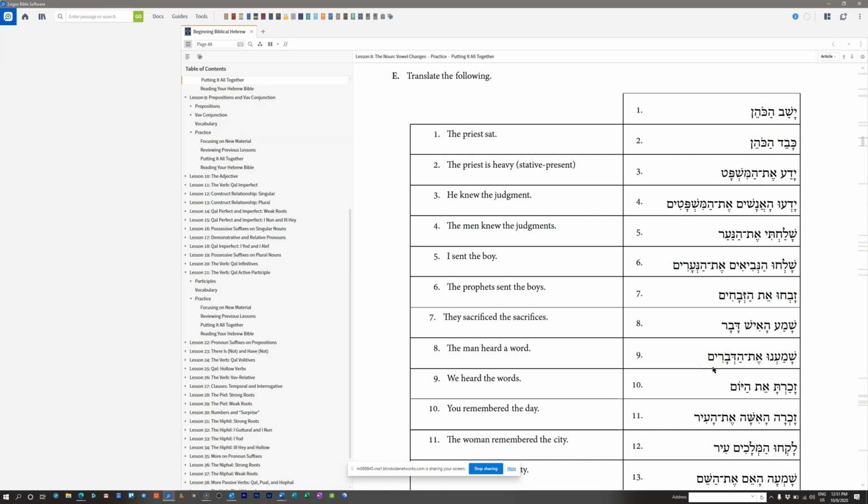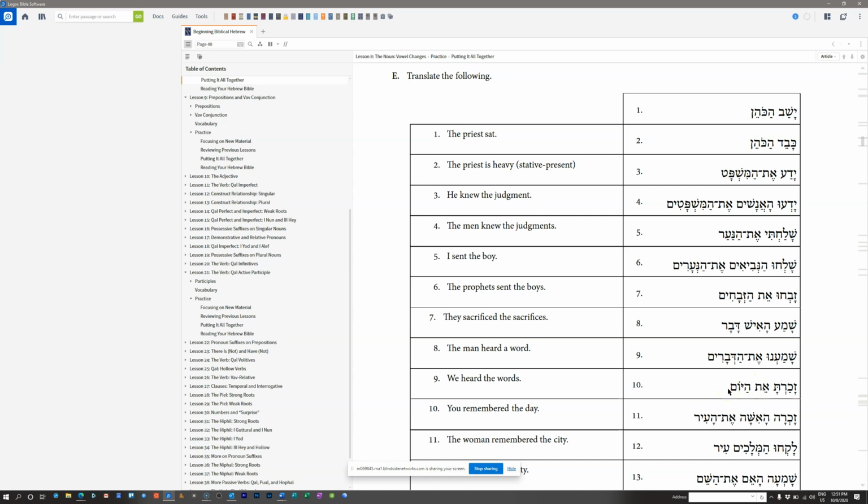All right, number 10, we have zakarta. Zakarta is the 2MS form of the qal perfect zachar. If zachar is he remembered, zakarta is going to be you, masculine singular, remembered. You remembered what? You remembered et hayom, the day. You remembered the day.